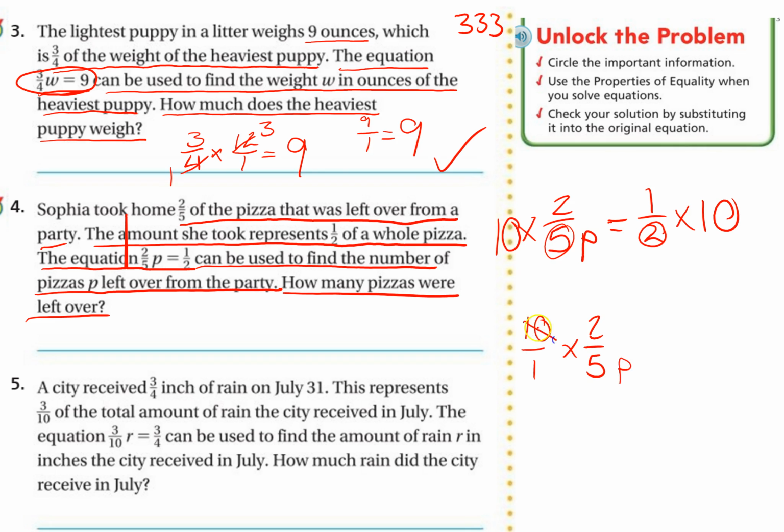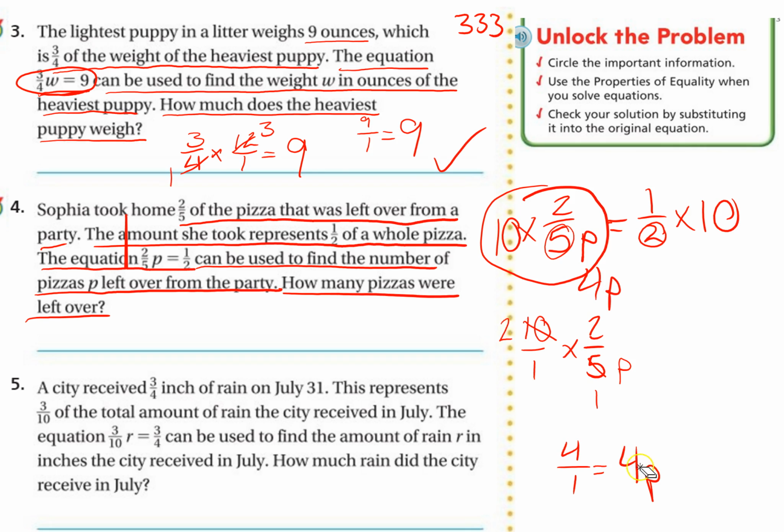I can cross simplify. It's going to be 2. It's going to be 1. 5 goes into 5 one time. 5 goes into 10 two times. Now I have 2 times 2 is 4. 1 times 1 is 1. So that's 4 over 1, which equals just 4. And I still have that P. So this side of the equation is 4P.